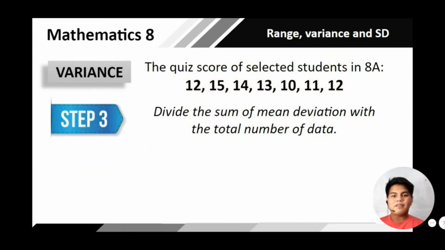Our last step in finding the variance of a given data is to divide the sum of the mean deviation by the total number of data. Earlier, our computed sum of the mean deviation is 17.68, and we also have a total number of data of 7. 17.68 divided by 7 is 2.52. 2.52 is our variance.